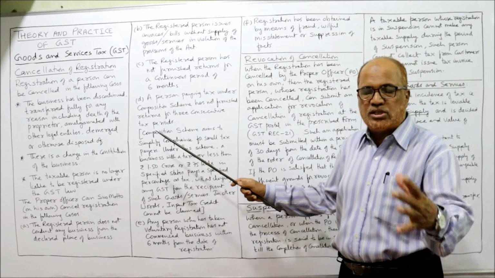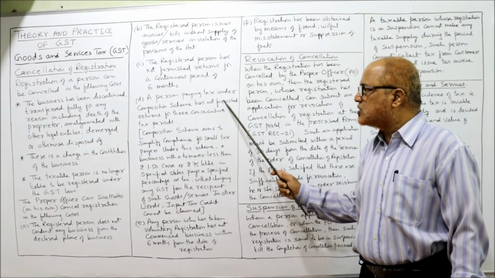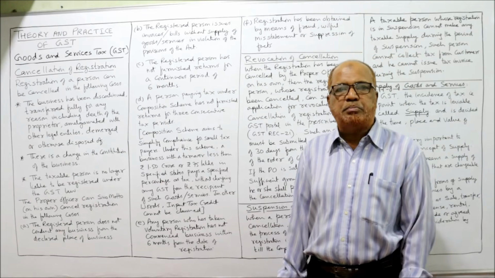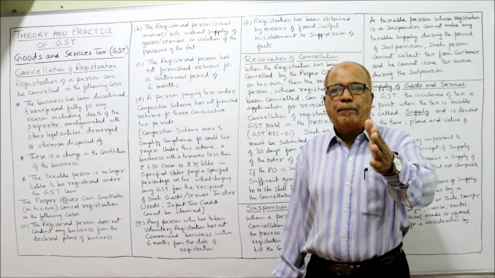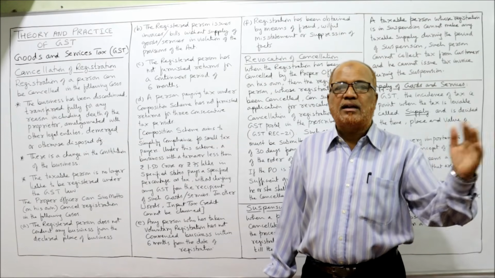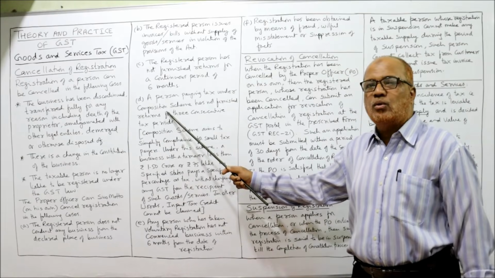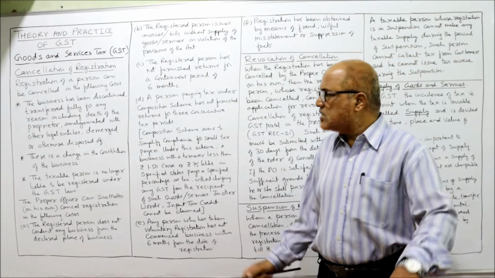What is this composition scheme? I will tell you. A person paying tax under the composition scheme has not furnished returns for 3 consecutive tax periods. For 3 consecutive tax periods, the person has not submitted the return. Who is that person? A person who has registered under the composition scheme.